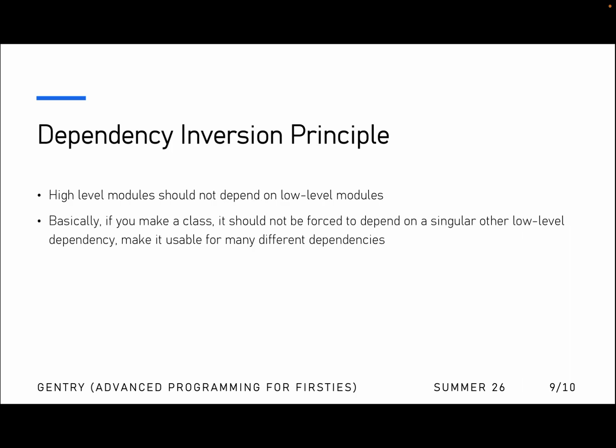So then moving on to the dependency inversion principle, high-level modules should not depend on low-level modules. Essentially, if you make a class, it should not be forced to depend on singular other low-level dependencies, to make it usable for many different dependencies. So in this way, basically, don't implement low-level things and make them depend up to that high level. For instance, if you're building a class inside of a library, that should not rely on anything like the Roadrunner library or the Pedro Pathing library to where it can't run without it, because then people have to implement that other subset of things.